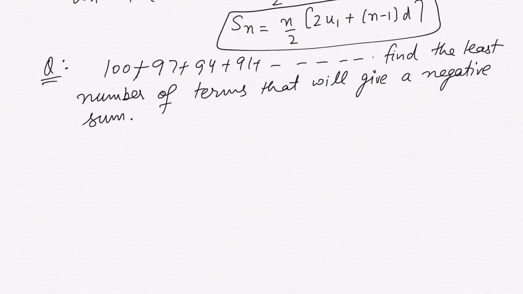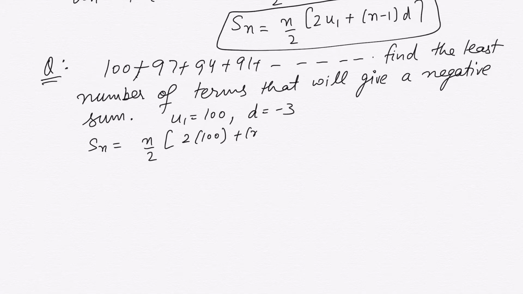So how to do this? I know that in this arithmetic series, my first term is 100 and my d is minus 3. I'll try to calculate Sn first, so let's assume that the first n terms give me a negative sum. If I use the above formula, I'll get n by 2 into 2 into 100 plus n minus 1 into minus 3. And if I simplify this, what I get is n by 2 into 200 minus 3n.